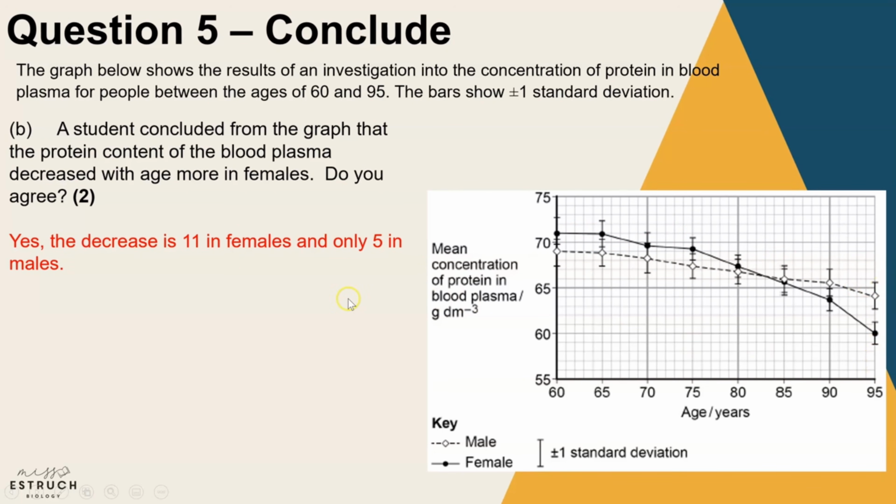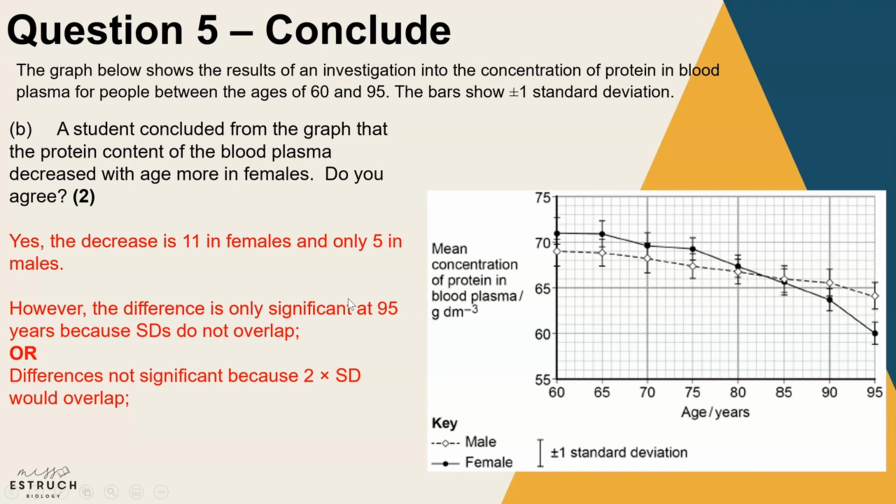So that will be what the second mark is, that there's actually only a significant difference between the means at age 95. So although we have said that it decreases more in females than males, none of those decreases are actually different until age 95. So that is what the second mark would be.